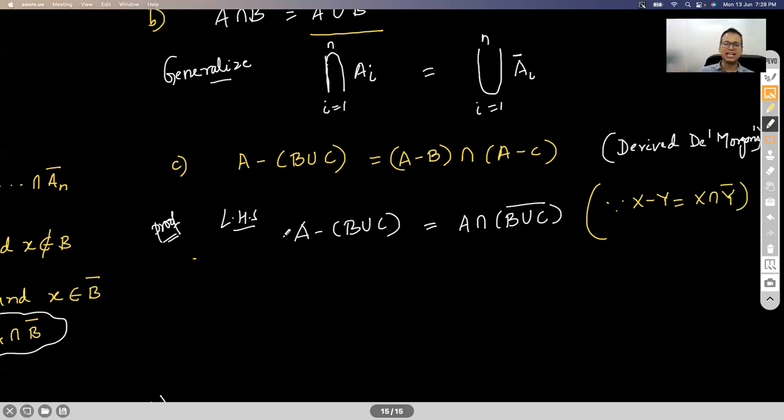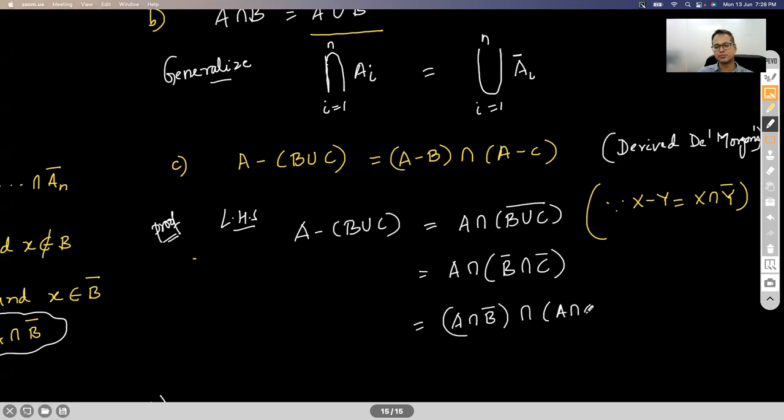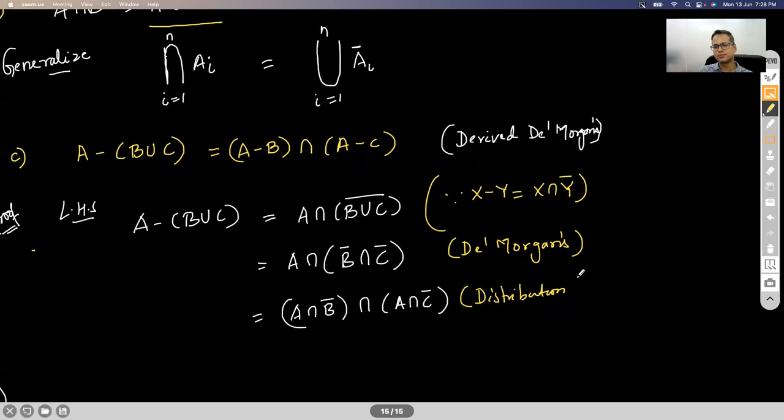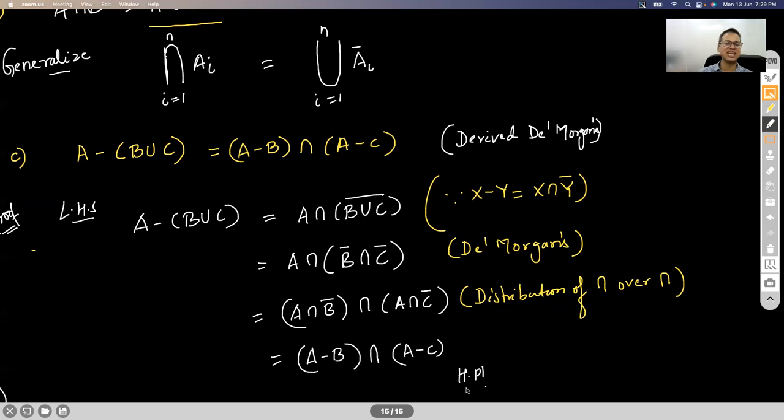So in the light of this, I'm treating X to be my A, and Y, B union C, to be my Y. Now I'm going to apply De Morgan's law here. So I can write it as A intersection B complement intersection C complement. Now use the distribution of intersection over intersection. Correct. So this is by De Morgan's law, and this is by distribution of intersection over intersection. So this is nothing but A minus B, and this is nothing but A minus C, and hence the result. Is it fine? Any questions, any concerns?